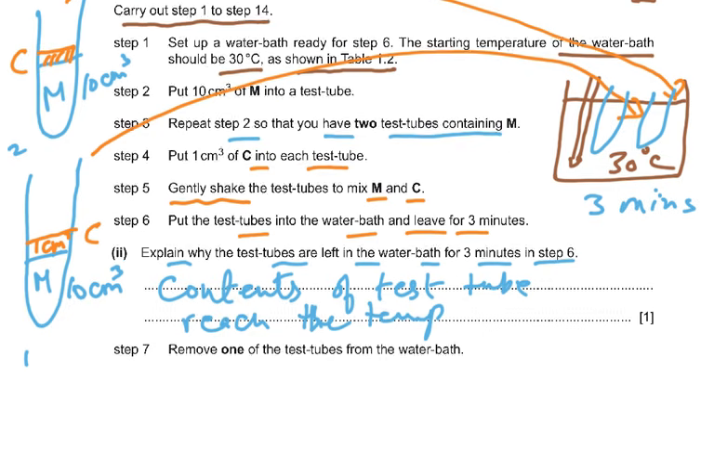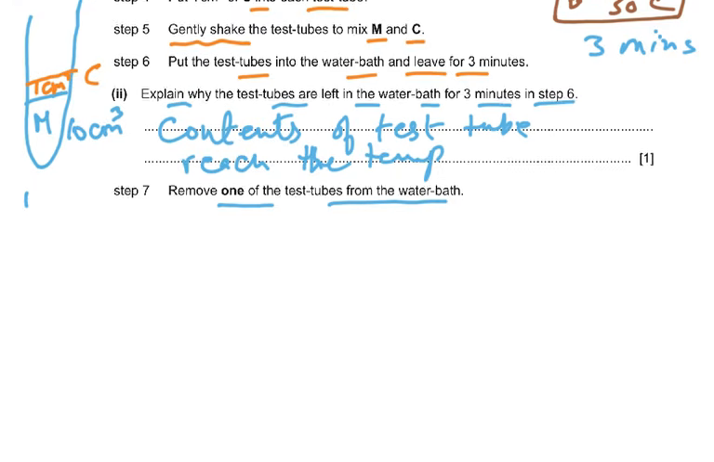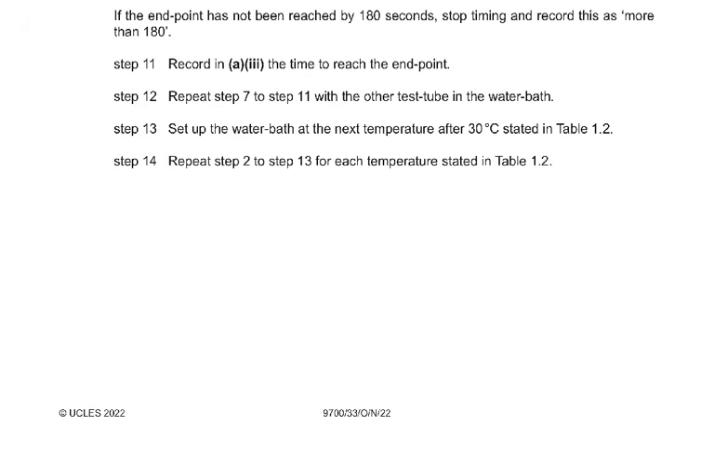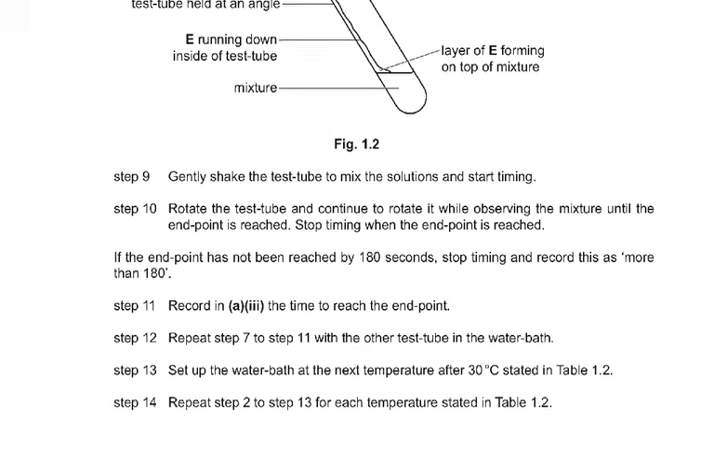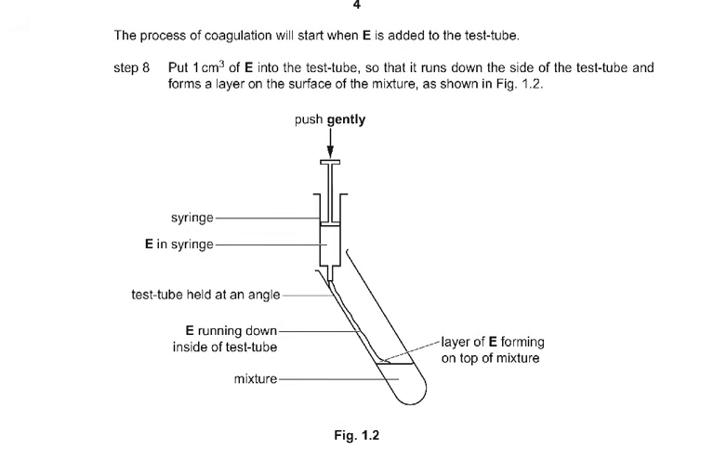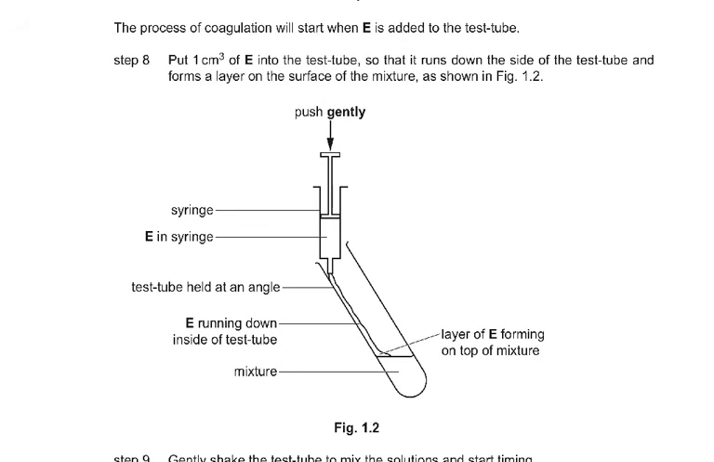Now you've left one test tube. Then it says remove one of the test tubes from the water bath. So that means the other one is still there, and that's probably more than 3 minutes. That's going to be then 5 minutes in the water bath. So remove one of the test tubes from the water bath, and now it comes to a very interesting state. The process of coagulation will start when E is added to the test tube.